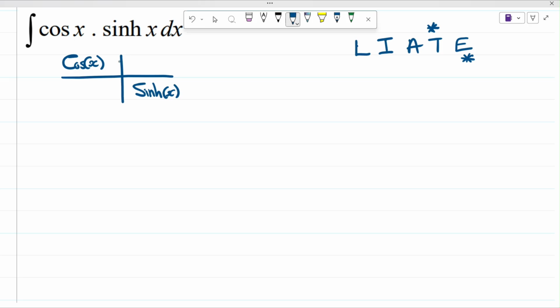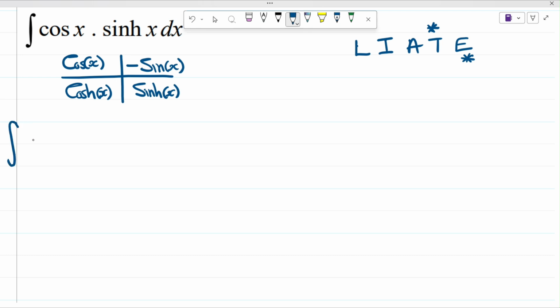So let's differentiate the cos of x. It's going to become negative what? Negative sine of x. And then we integrate our hyperbolic sine of x. It becomes hyperbolic cos of x. Just like that. And now we apply our integration by parts.